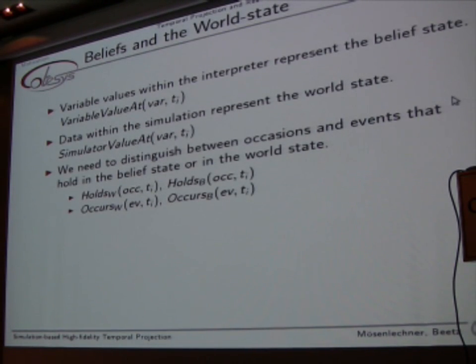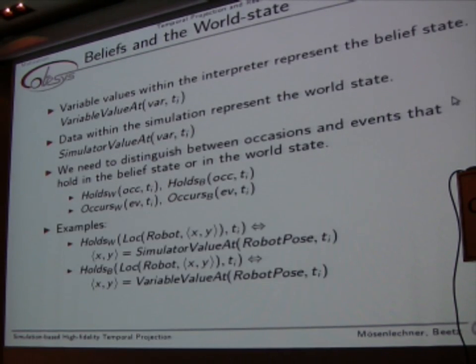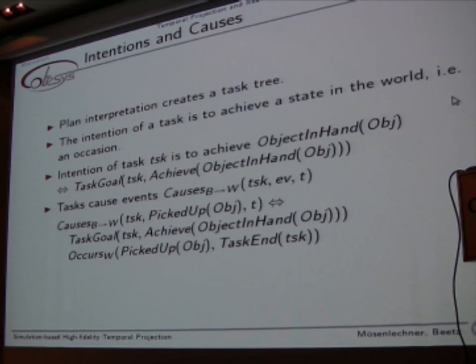And because of this separation of world state and belief state, we have two versions of the predicates holds and occurs. Basically, one version for the belief state, and the other version for the world state. And here's just an example. The pose of the robot, the location of the robot at a specific time point, can be described by this, on the one side within the world state, and on the other side in the belief state. So the next thing is, now we come to the task tree.